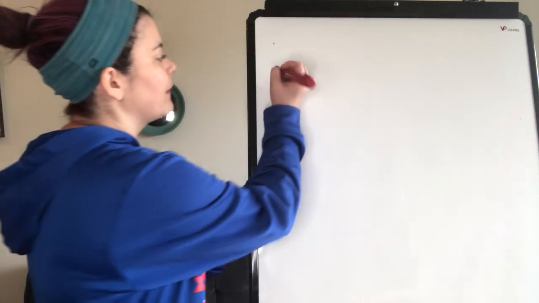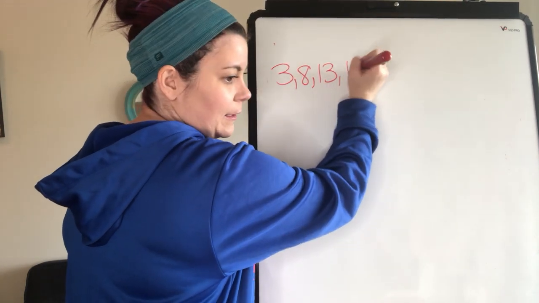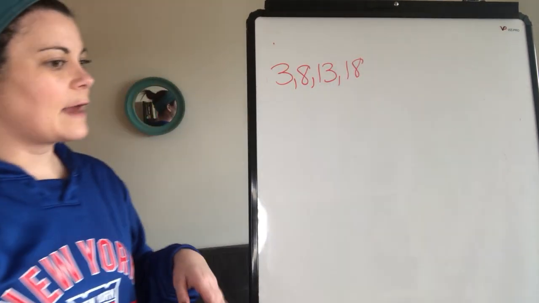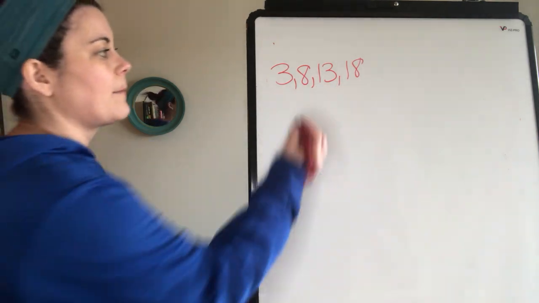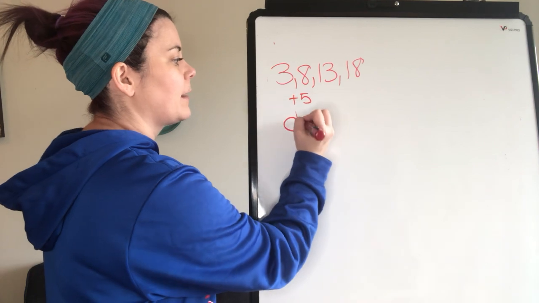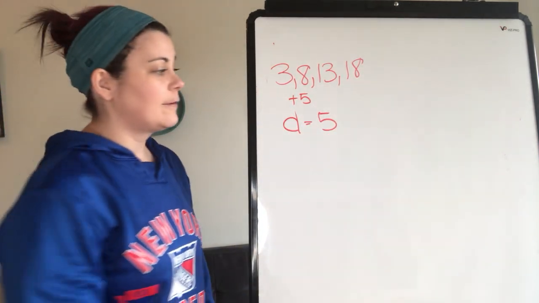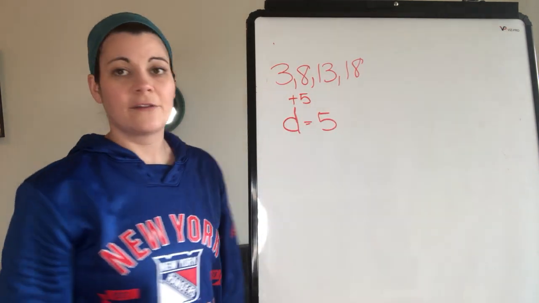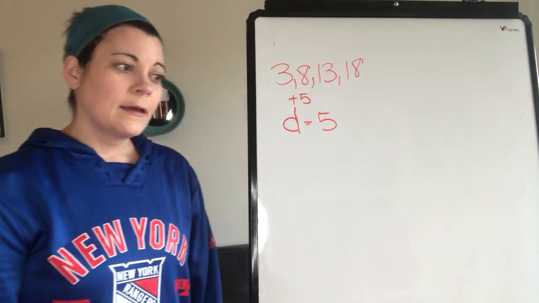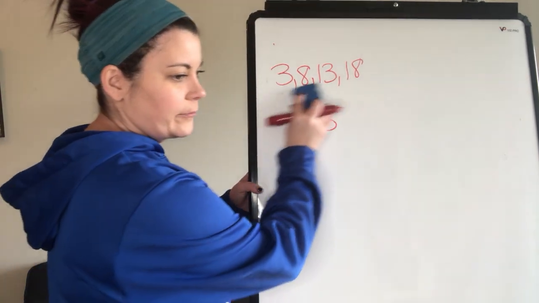Okay, so in this case, 3, 8, 13, 18. I can see that I am going up by 5. I'm adding 5 each time. So the common difference, which is represented by the letter d in this case, is 5. So that is how you do that.